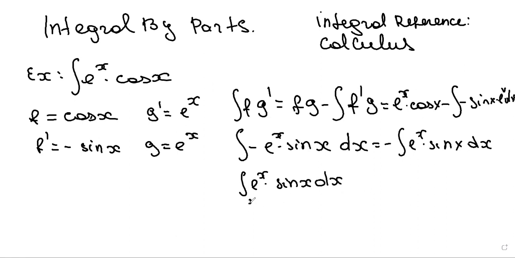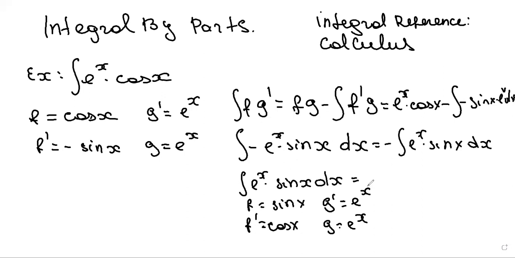So again f will be sine x, f derivative will be cosine x, and g derivative is e to the power of x, and g is equal to e to the power of x. Again we will have fg, which is e^x sine x, minus f derivative cosine x times e to the power of x. Again we have the integral of this e to the power of x cosine x.